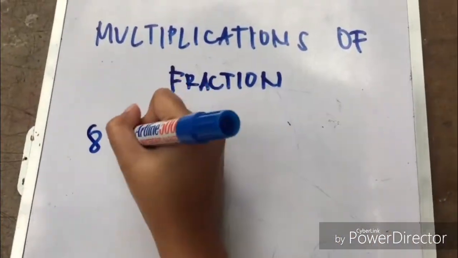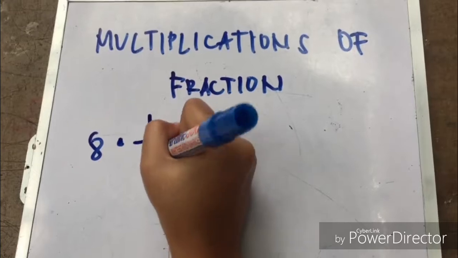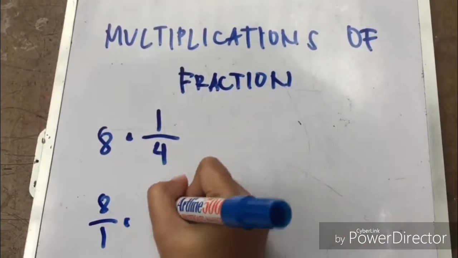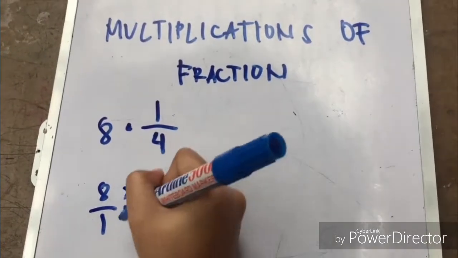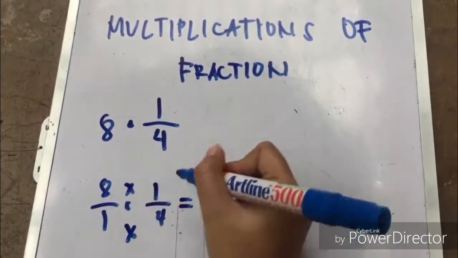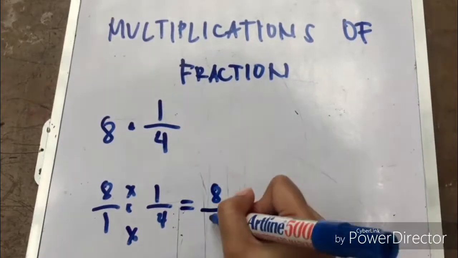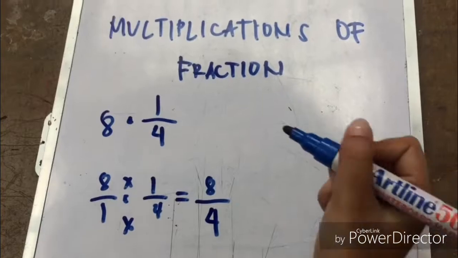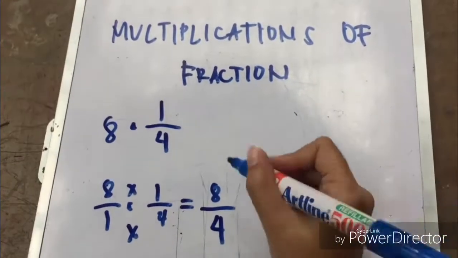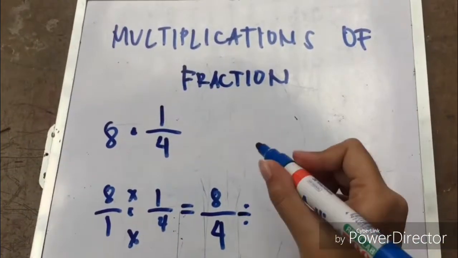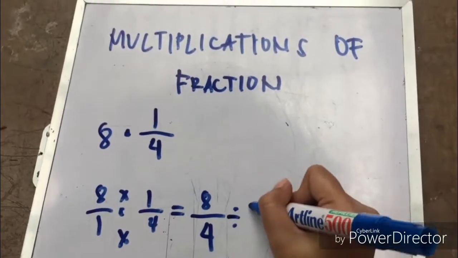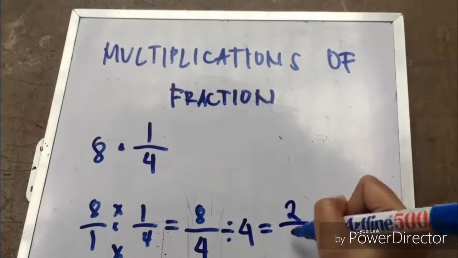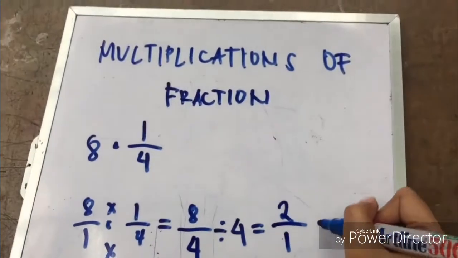Next is 8 times 1 over 4. If it is a whole number, we just add 1 as its denominator. Then multiply it. 8 times 1 equals 8 and 1 times 4 equals 4. Since it can be divided by 4, we will divide 8 over 4 by 4, which equals 2 over 1 or 2.